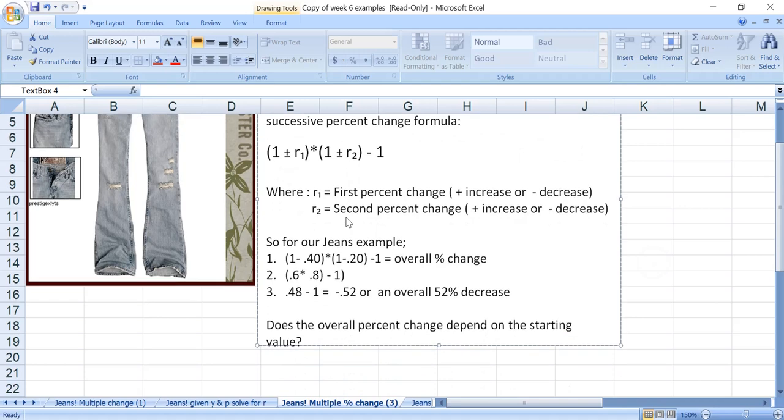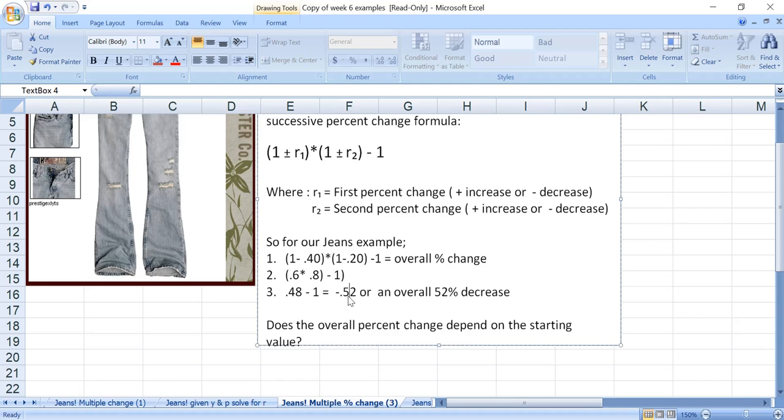So going back to our original question. If you started with this question, you said the jeans are 40% off, you take an additional 20% off. What is the overall percent change on the cost of those jeans? 1 minus 0.4, or if we're doing this in Excel, you could literally type in 1 minus 40% times 1 minus 20%, all minus 1, and we get 0.6 times 0.8, all minus 1, which just gets us negative 0.52. And we calculate this 52% decrease.